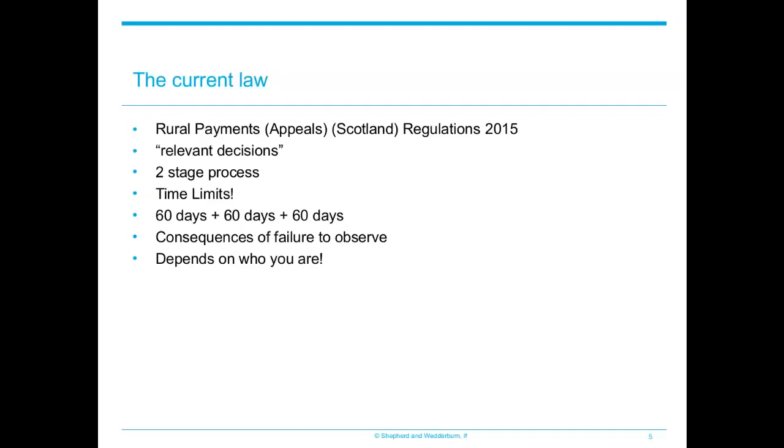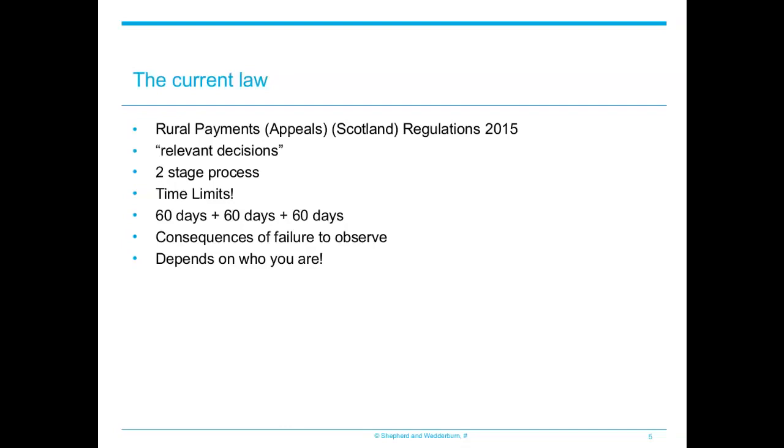And where Scottish Ministers turn down the appeal, the appellant has a right to make an appeal to the Scottish Land Court on a question of fact or law, and I'll come back to the significance of that in due course. But the appellant has a period of 60 days from the date of the review report to make that appeal. Hence the 60 days plus 60 days plus 60 days time limits set out on the screen.